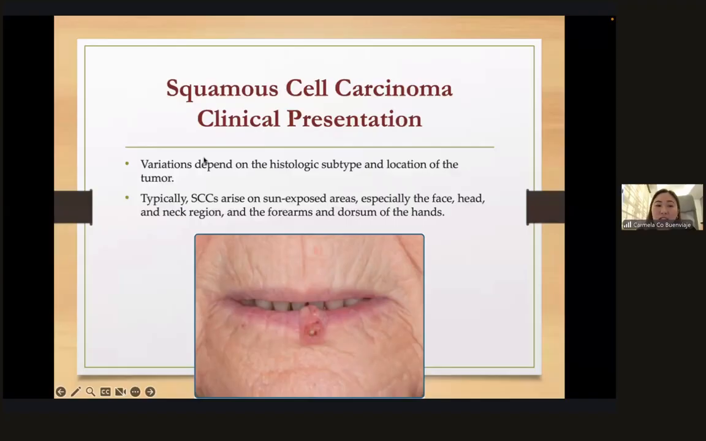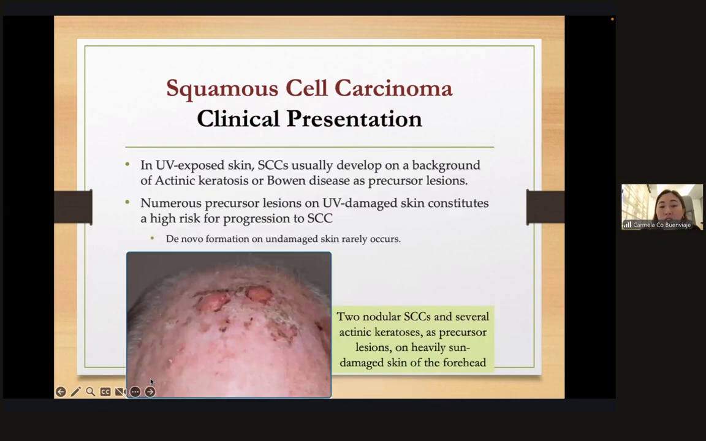So for the clinical presentation, variations depend on the histologic subtype and the location of the tumor. Typically, SCCs arise on sun-exposed areas, especially of the face, head, and neck region, and the forearms and dorsum of the hands. So in UV-exposed skin, SCCs usually develop on a background of actinic keratosis and Bowen's disease as precursor lesions, like I mentioned earlier. Numerous precursor lesions on UV-damaged skin constitute a high risk for progression to SCC. So de novo formation on undamaged skin rarely occurs.